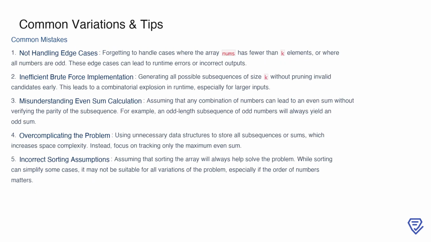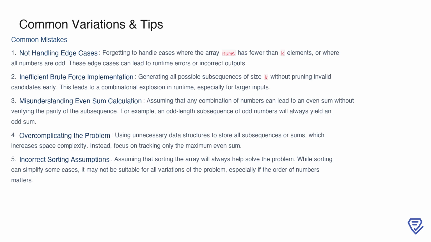Here are some common mistakes you might encounter when solving this problem. First, forgetting to handle edge cases can lead to runtime errors or incorrect outputs. For example, if the array has fewer than k elements or if all the numbers in the array are odd, your solution needs to account for these situations explicitly. Another mistake is implementing an inefficient brute force approach. Generating all possible subsequences of size k without filtering out invalid candidates early can quickly cause your solution to slow down, especially for larger inputs, due to the combinatorial explosion in runtime.